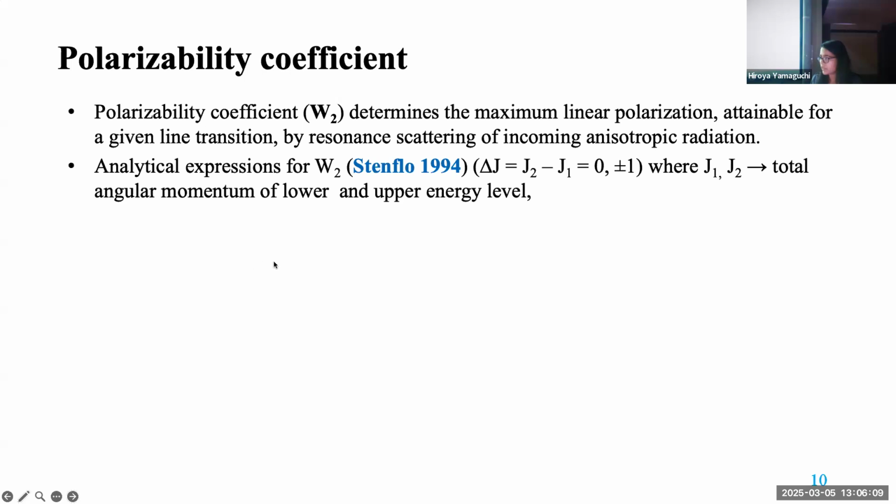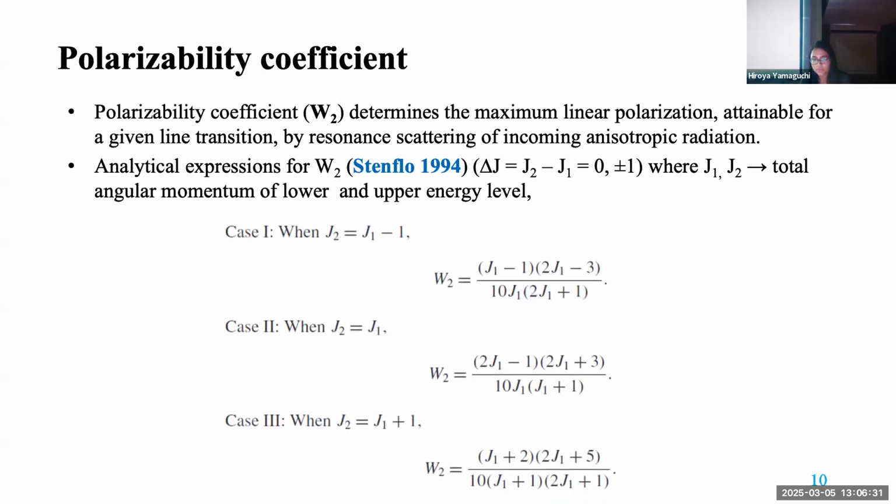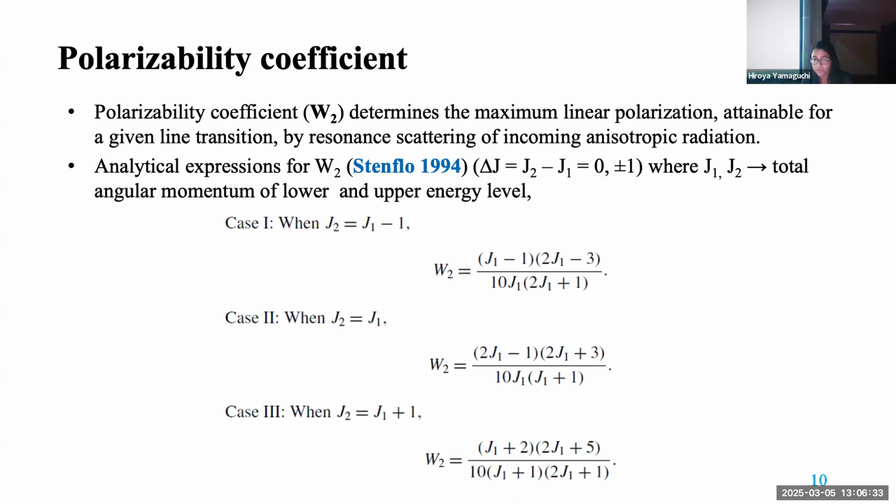There is another important parameter, the polarizability coefficient, which is basically a scaling factor that tells us the fraction of maximum linear polarization that can be attained for a given line transition due to the resonance scattering of the incoming anisotropic radiation. For this particular case, we can use analytical expressions for deriving the coefficient, and this corresponds to the three allowed transitions, delta J equals 0, plus or minus 1.